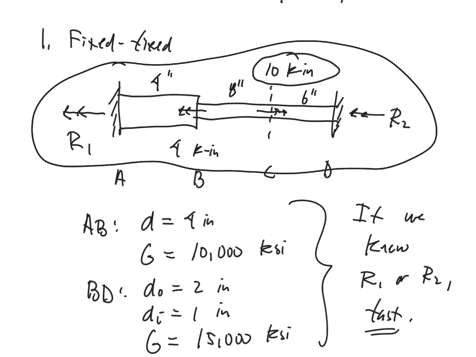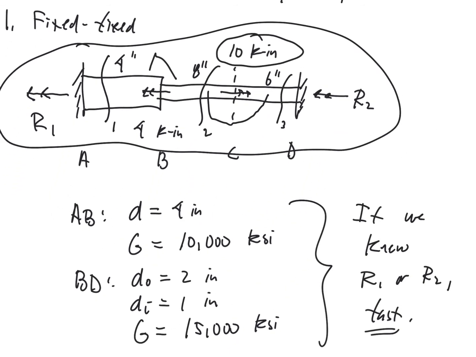There's a break in the value of J and G between those two. And the value of the internal torque is going to change between those two because of the appearance of that point torque of 10 kip-inches. So clearly we need 3 segments. That means we're going to have to make 3 cuts. Here's number 1. Cut number 2 goes to the segment BC. Cut number 3 goes between C and D. So those are the values that we have to make for this particular system.